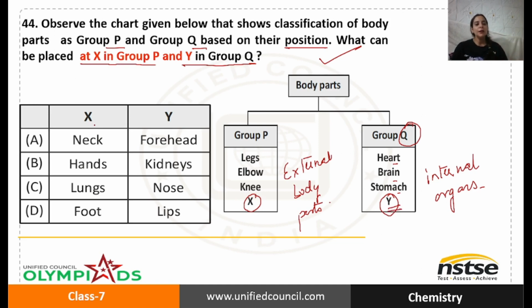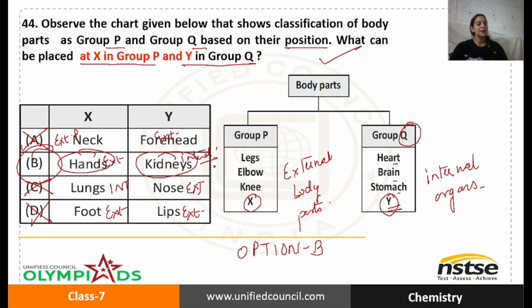So let me tell you here, neck is yes external part, forehead is also external, and we are looking for one external and one internal, so no. Hands, yes external, kidneys internal. Okay, let's keep it aside. Lungs internal, but P is an external part. Nose is external, so no. We need in an order external and internal. Foot is external, lips are also external part. Again no. So the correct option is option B. So X would be hands, and Y would be kidneys here in this question.